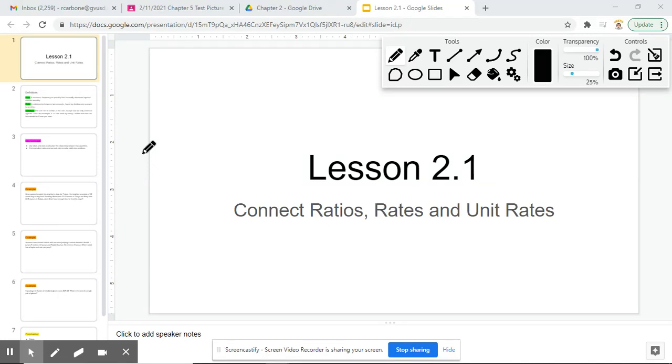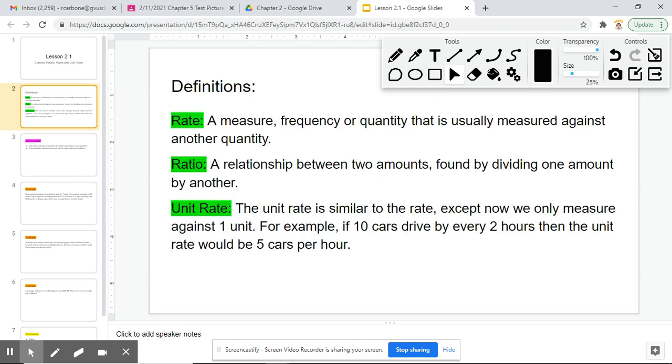Hello class, today we're going to be going over the first lesson in chapter 2, lesson 2.1, how to connect ratios, rates, and unit rates. So you're probably starting by wondering, what is a ratio, a rate, or a unit rate? And we got some definitions for us right here, so let's make sure we get these down in our notes.